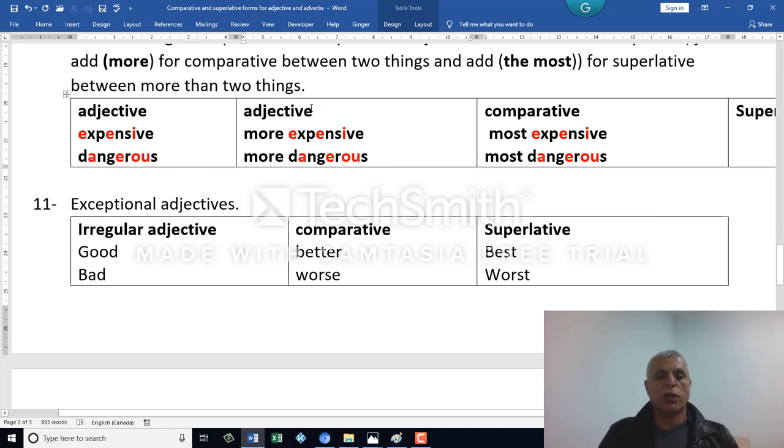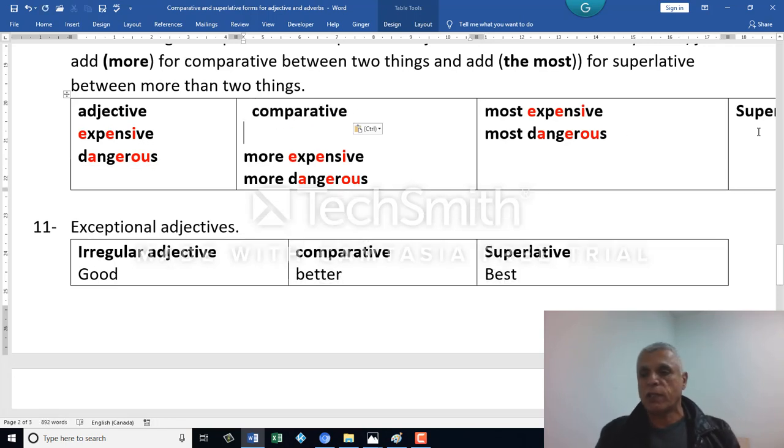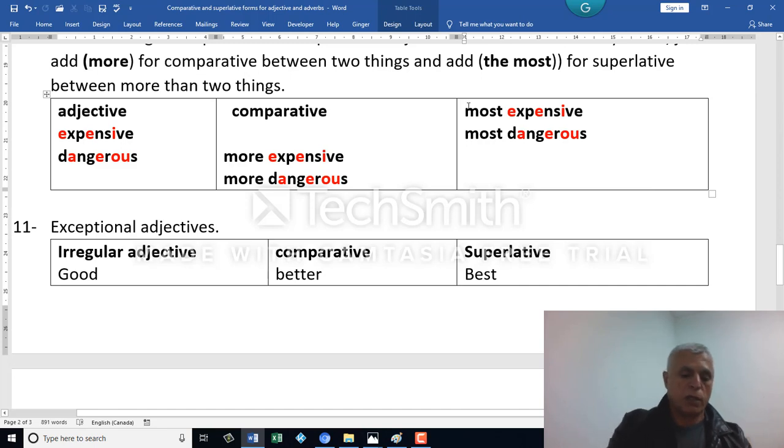Okay, let's go to here. Sorry for these mistakes. I have to correct it. The comparative is here. My apology for this. It should be superlative here.